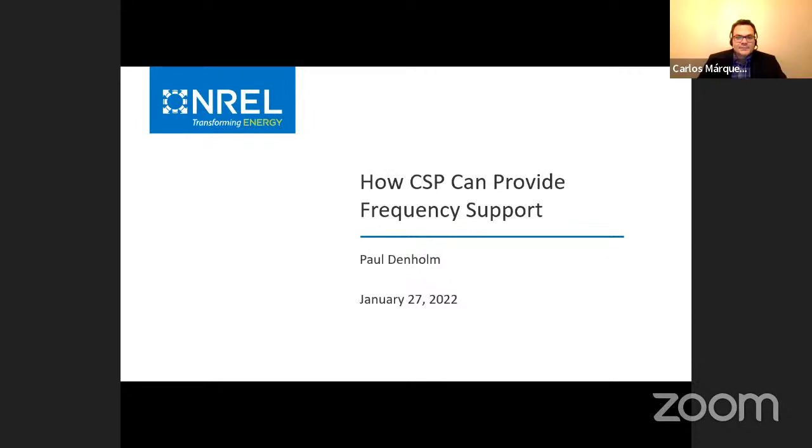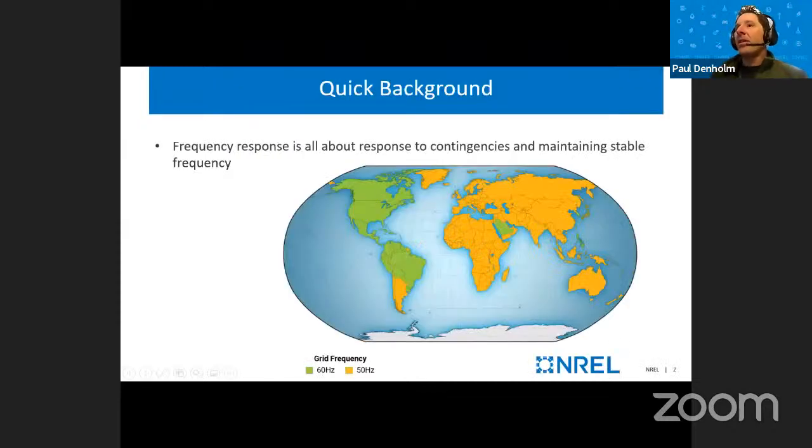Excellent. So yes, we've done some work on frequency support, frequency response of a variety of renewable energy resources, including concentrating solar power. So I'm going to go over that work briefly, but I figured it's important to start with some context about what we're talking about here. So we're talking about grid frequency today, and here in the States, it's 60 hertz, and in most of the rest of the world, it's 50 hertz.